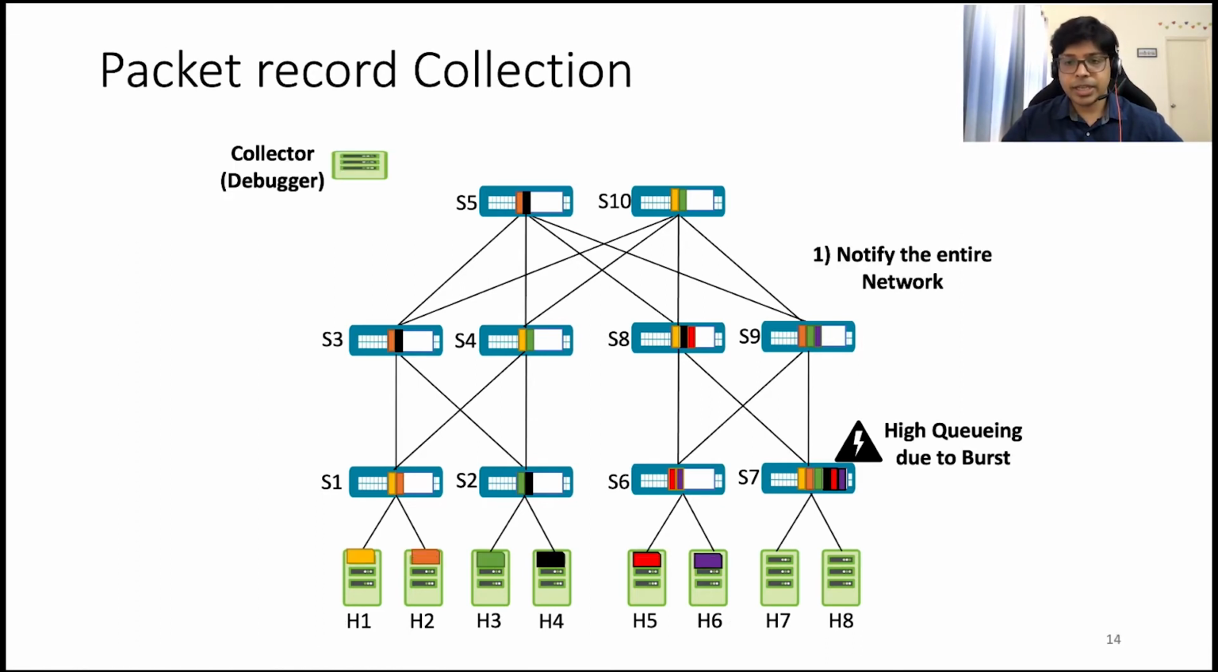Upon the trigger condition hit at switch S7, it notifies all the switches, and the switches in the network freeze a ring buffer. Now the collection happens individually in each switch, and the P records are evicted and sent to a central collector via the control plane channel without affecting the data plane traffic. Since a timestamp is attached to each and every P record, collection can be performed out of order and the collector can easily reorder them later.